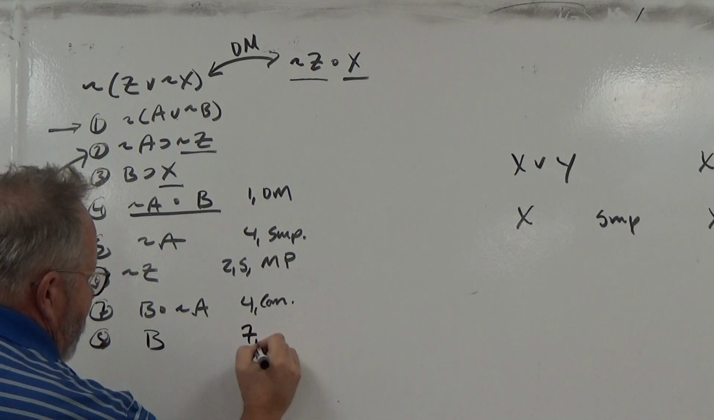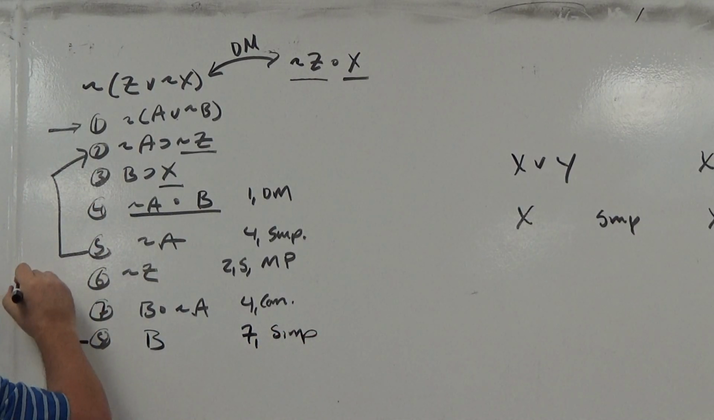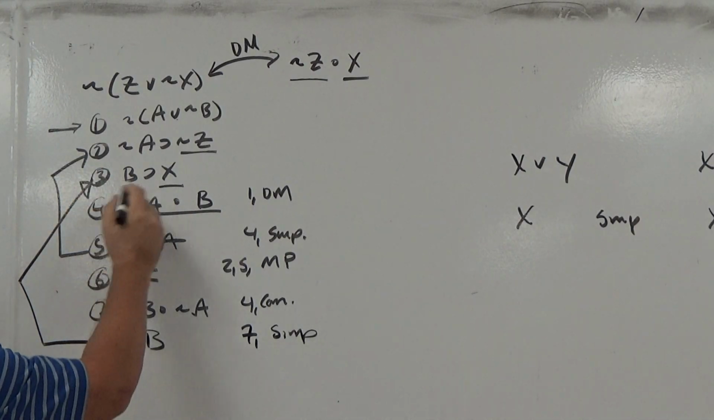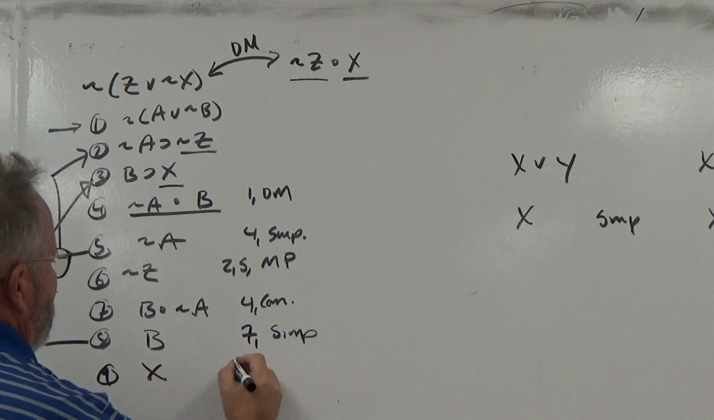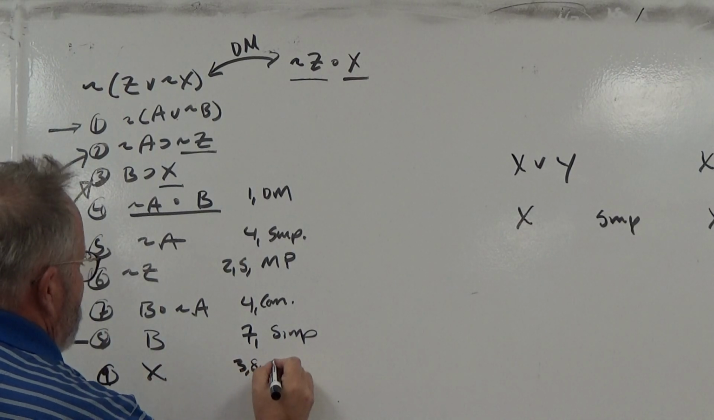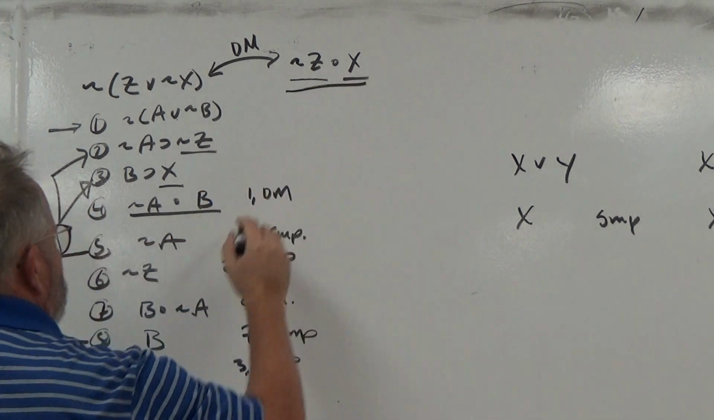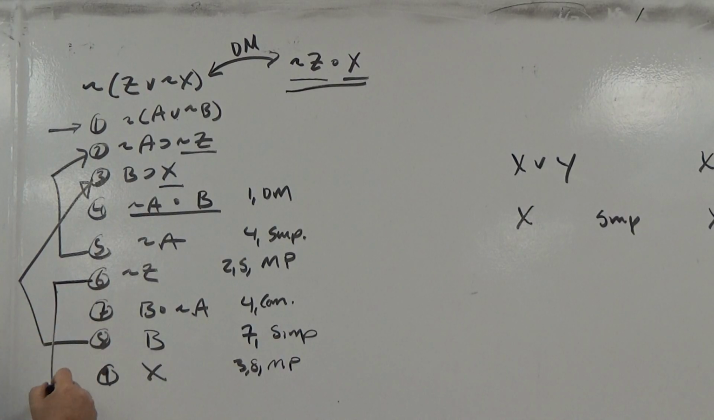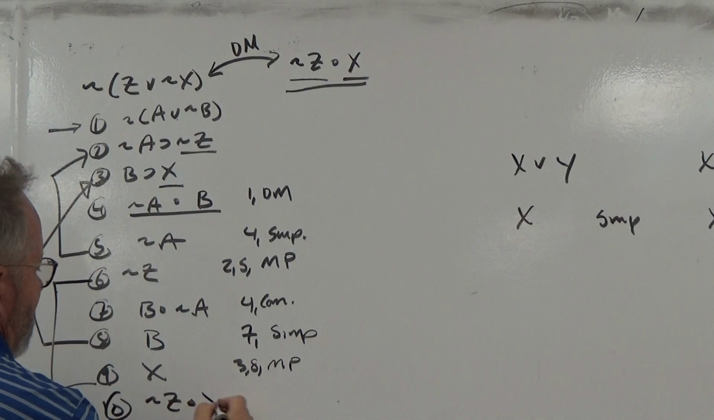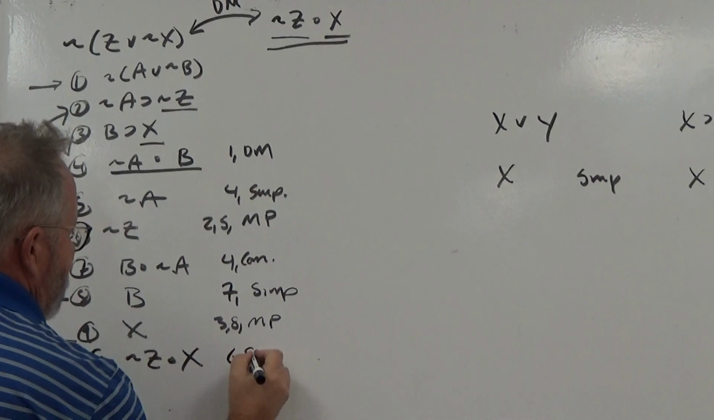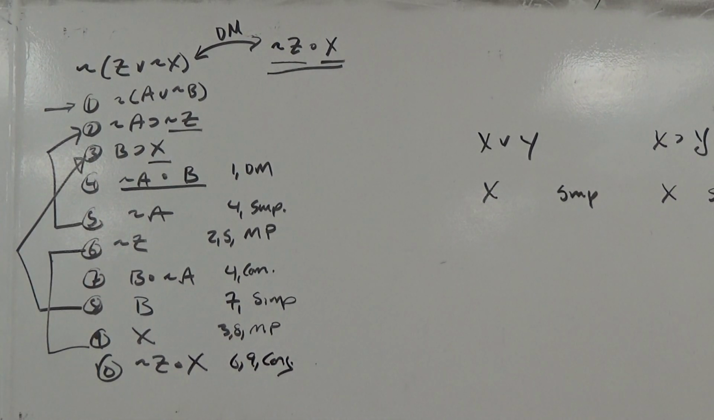B from 7, simplification. What was I going to do with that B? I was going to use it to get the X. B then X, I have a B, so I get an X. X from 3 and 8 modus ponens. Now I have these two parts. Let me just put them together. I'm looking at 6 and 9. That gets me not Z and X, and that's 6 and 9 conjunction when I'm putting them together, conjunction, okay?